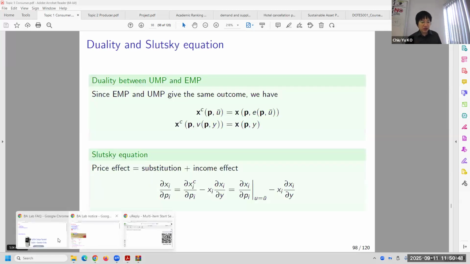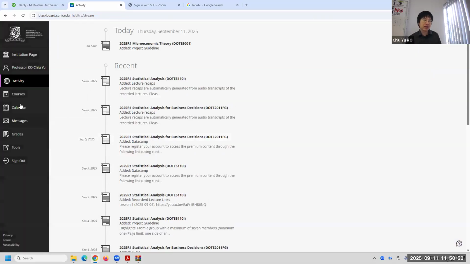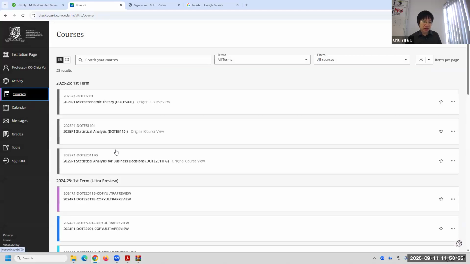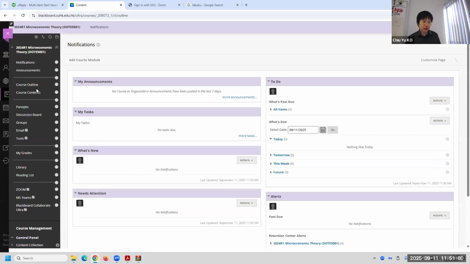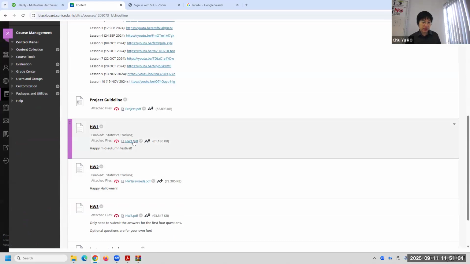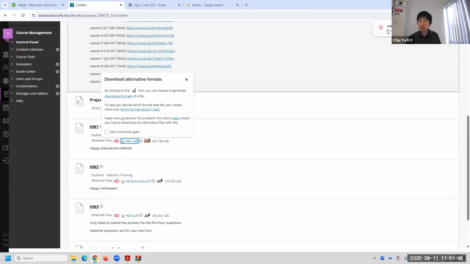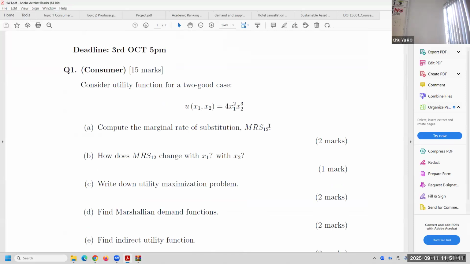Anyway, to ease your concern, I'll show you what was in last year's assignment. This year's assignment will be very similar, but with some changes, of course. It will be something like this. This is the example I gave last year. I gave this function. I want you to calculate the MRS and how the MRS changes with x1, x2.